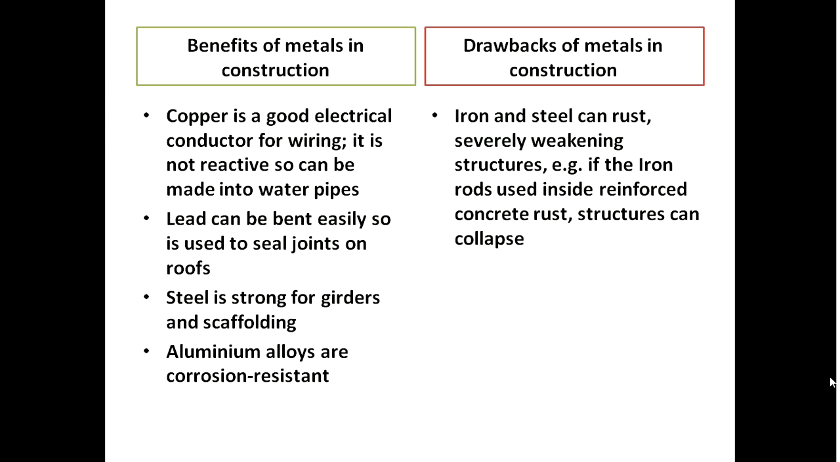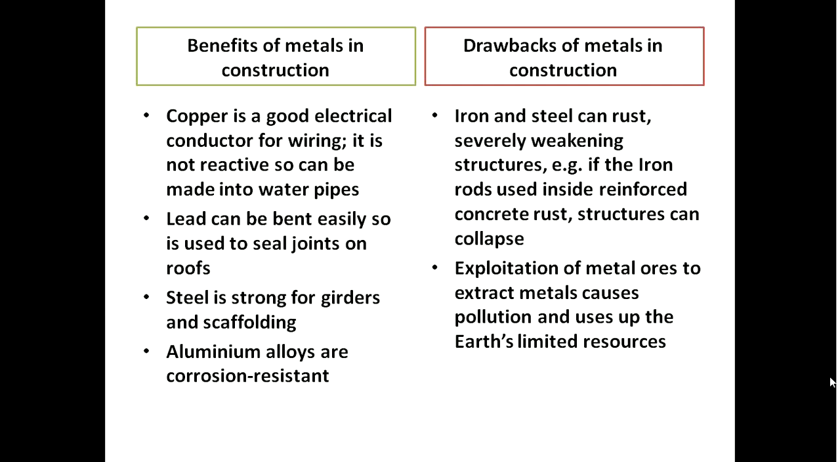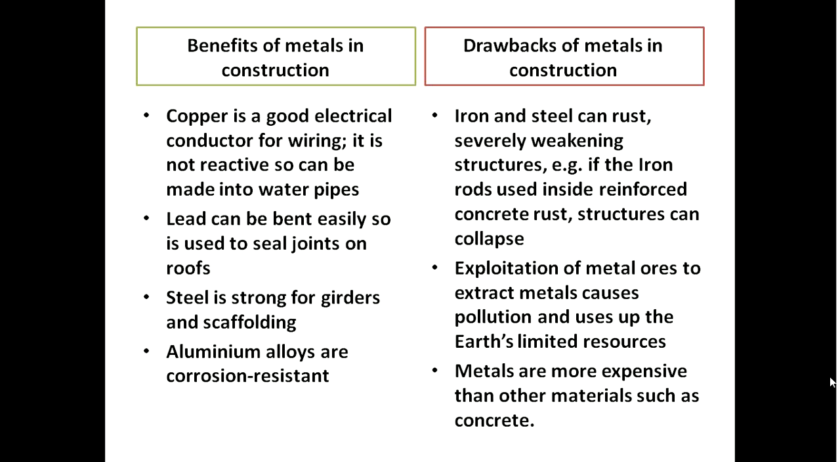And some drawbacks: iron and steel can rust, severely weakening the structures. For example, if iron rods are used inside reinforced concrete, when they rust the structures can collapse. Exploitation of metal ores to extract metal causes pollution and uses up the Earth's limited resources. Metals are more expensive than other materials such as concrete.